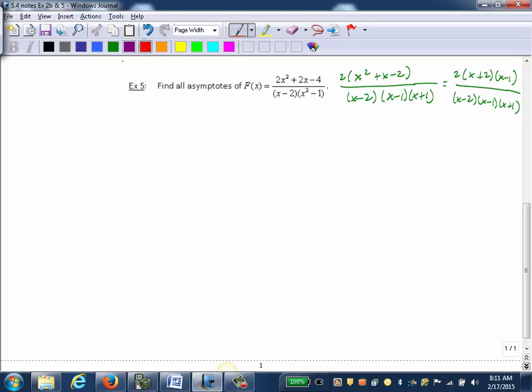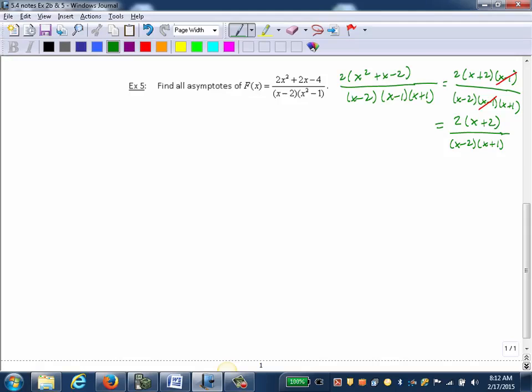Now I can see I have a common factor of x minus 1 in the numerator and denominator. So I want to divide out that common factor to get it into lowest terms. That leaves me with 2 times x plus 2 over x minus 2 times x plus 1. Now my function's in lowest terms, and I can identify the asymptotes.